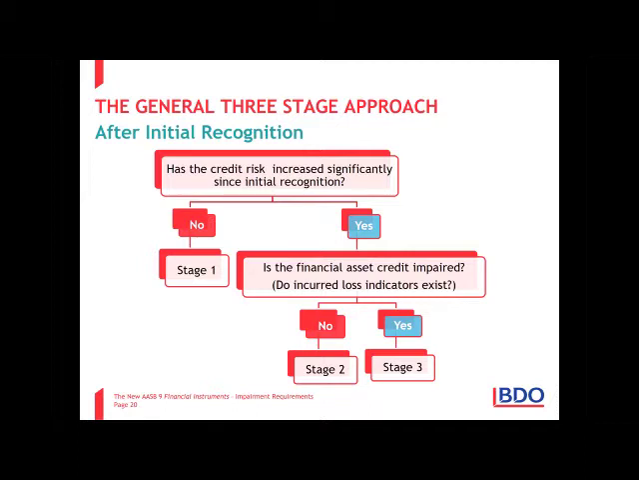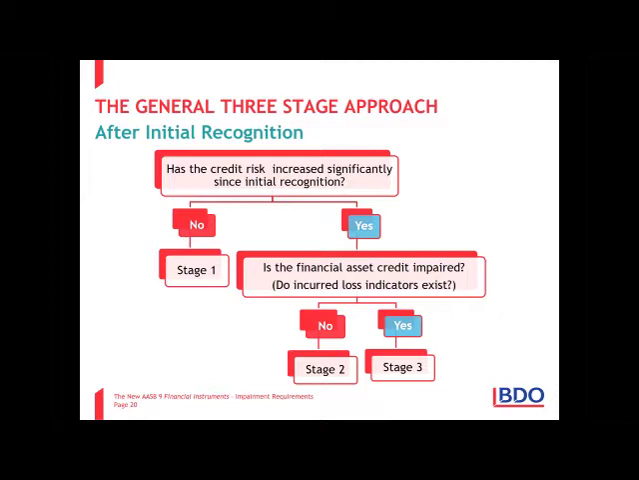So a bit of a decision tree, as you know by now, I love a decision tree. So to me, the first question after initial recognition at reporting date would be, has the credit risk increased significantly since initial recognition? Because at initial recognition, all of us always have to look at 12-month expected credit losses. Now at the first reporting date, after initial recognition, has the credit risk increased significantly since initial recognition? If you say no, you stay with stage 1, 12 months.